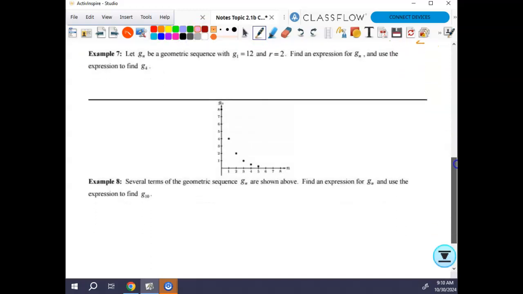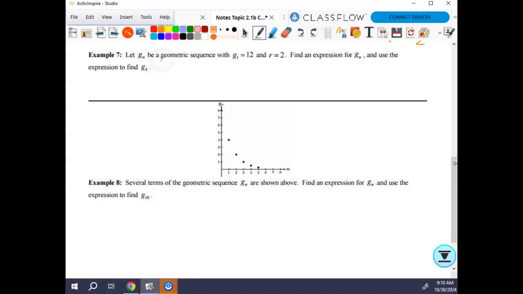Let G sub n be a geometric sequence, so it's nice that it tells me what it is. They give me a term, they give me the common ratio, and I'm looking for G sub n, and then I'm going to look for G sub 4. So just like on the other ones, we're going to start by writing our little equation down. G sub n equals G sub k times r to the n minus k power. Now yesterday in the arithmetic, what we had in parentheses was n minus k, because it was d times n minus k, right? And this is r to the n minus k power.